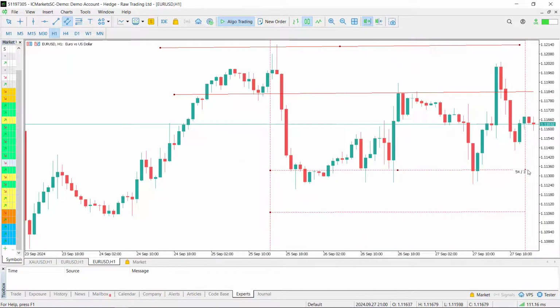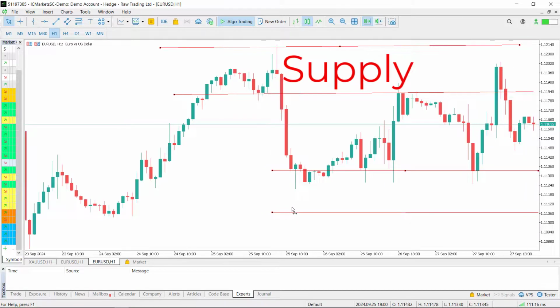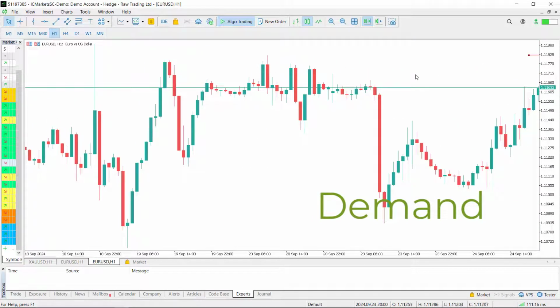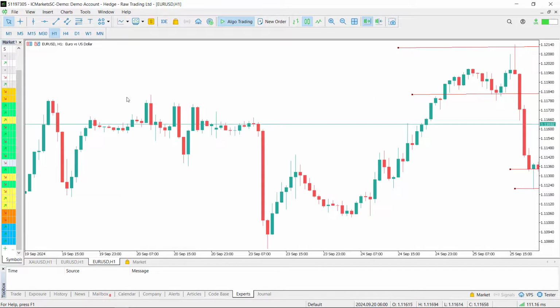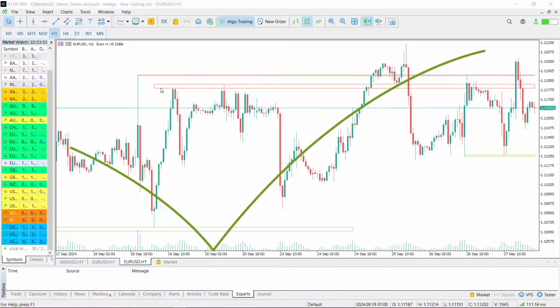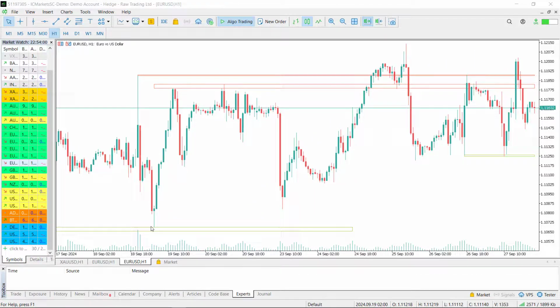Supply and demand zones play a huge role in price action trading, and being able to identify them accurately can be a game changer for your strategy. Today, I will walk you through how this indicator works, how to download it, and how to make it part of your trading strategy. Stick around until the end because I will also show you some important tips on how to test the indicator and tweak it to match your trading style. Let's dive right in.